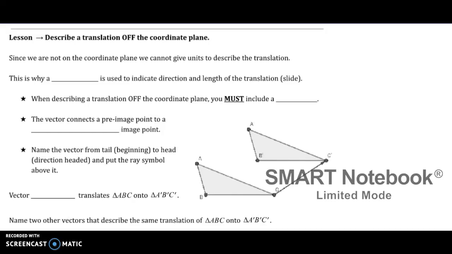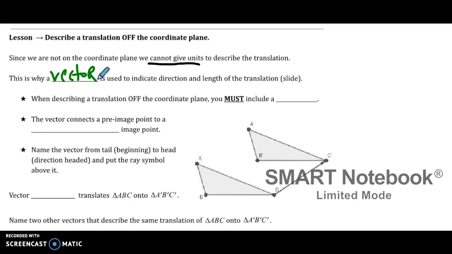So Unit 3, Lesson 6. In this portion of the lesson we will learn how to describe a translation off the coordinate plane. Since we're not on the coordinate plane, we cannot give units to describe the translation. I can't say like move up 3, right 2. There's no 3 or 2. So this is why a vector is used to indicate direction and length.